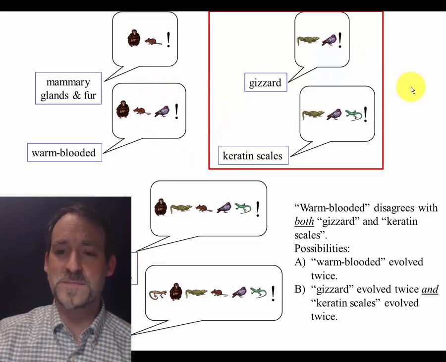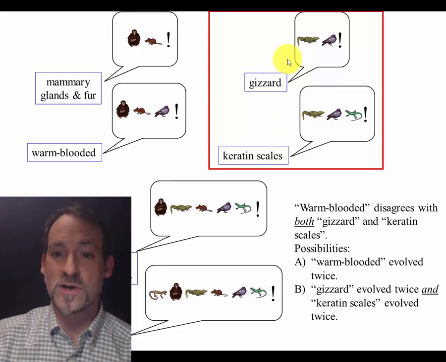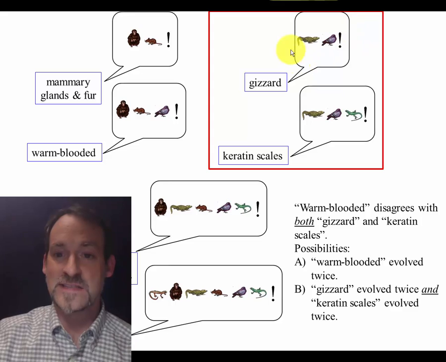The other possibility is this, that the pigeon really is the closest relative to the chimpanzee and the mouse, but after it split away from this lineage, it evolved a gizzard and it evolved keratin scales, and so it looks like it belongs in this clade and this clade.